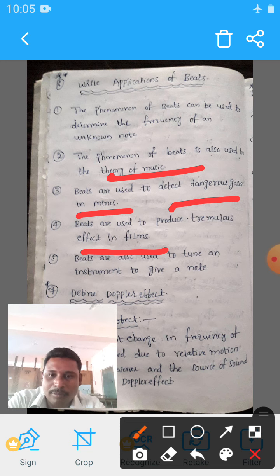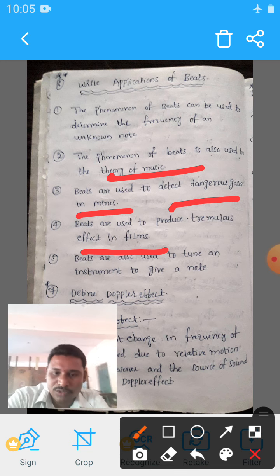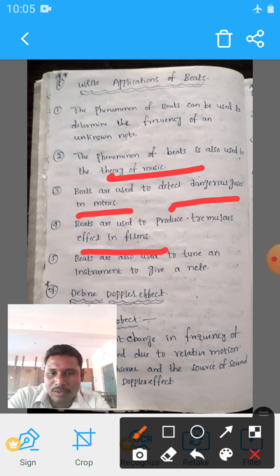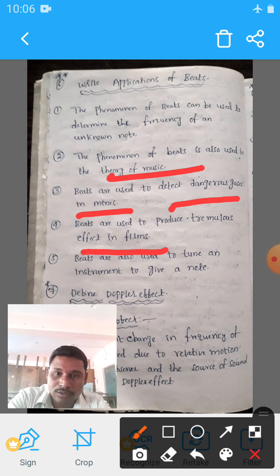అంటే సింపుల్గా చెప్పాలంటే బీట్స్ని ఎక్కువగా స్వరాలలో యూజ్ చేయడము, తర్వాత ఫిలిం ఇండస్ట్రీలో యూజ్ చేయడము, మ్యూజిక్కి ఒక ట్రెమ్యులస్ ఎఫెక్ట్ తీసుకురావడానికి, తర్వాత సినిమా ఫీల్డ్స్లో, అండ్ ఆల్సో స్వరానికి ట్యూన్ కట్టడానికి ఎక్కువగా యూజ్ చేసేది బీట్స్ ఫినామినా. This is very easy to understand and easy to remember the applications of beats.